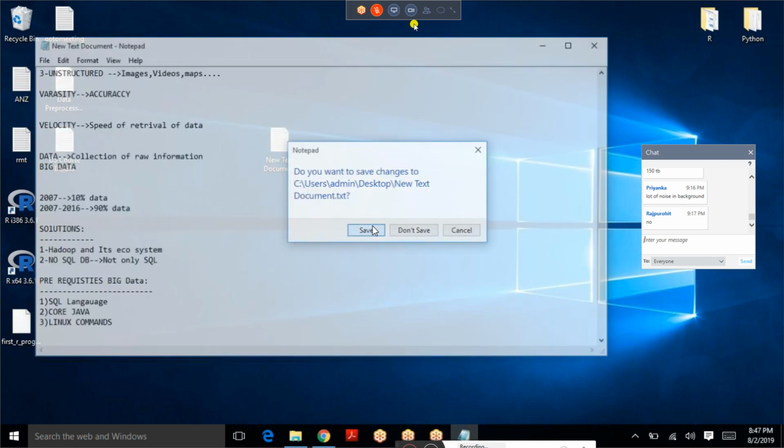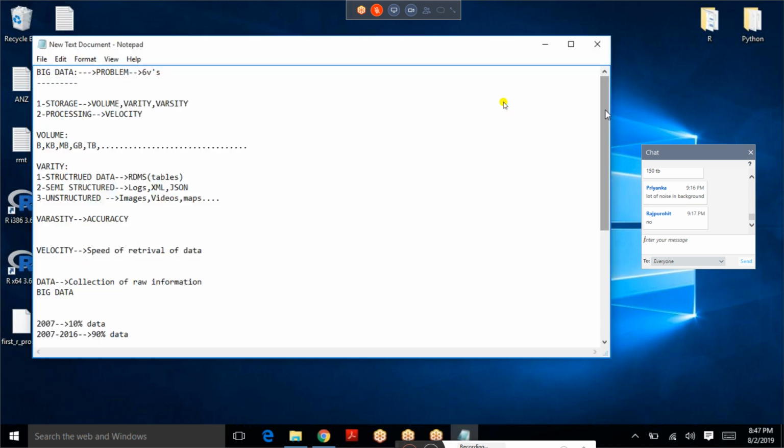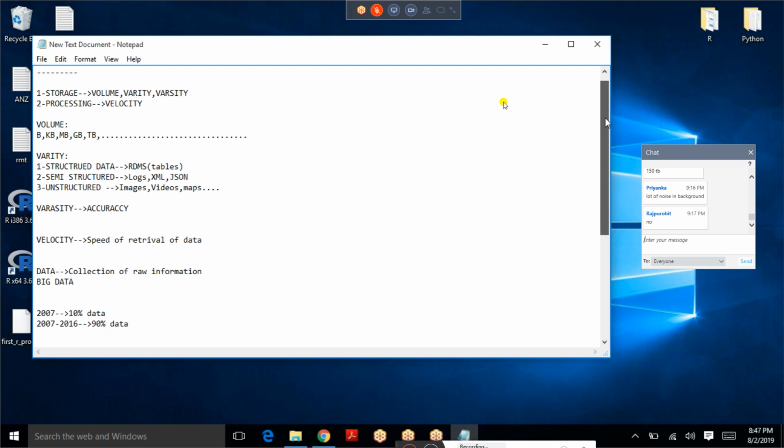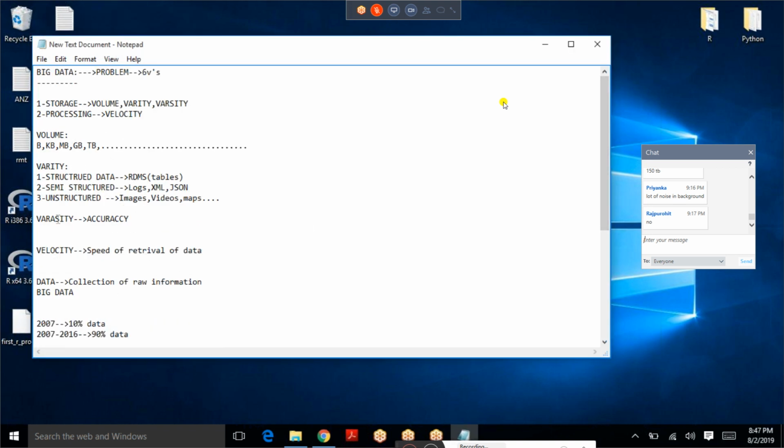Yeah, I actually didn't understand the 10% until 2007 and the other percentage you mentioned about the data, that part. And second is veracity. These two things I haven't understood properly. So veracity is nothing but the accuracy of data. How accurately we are going to store the data in the database. We have a huge amount of data, right? How accurately we store the data is veracity.